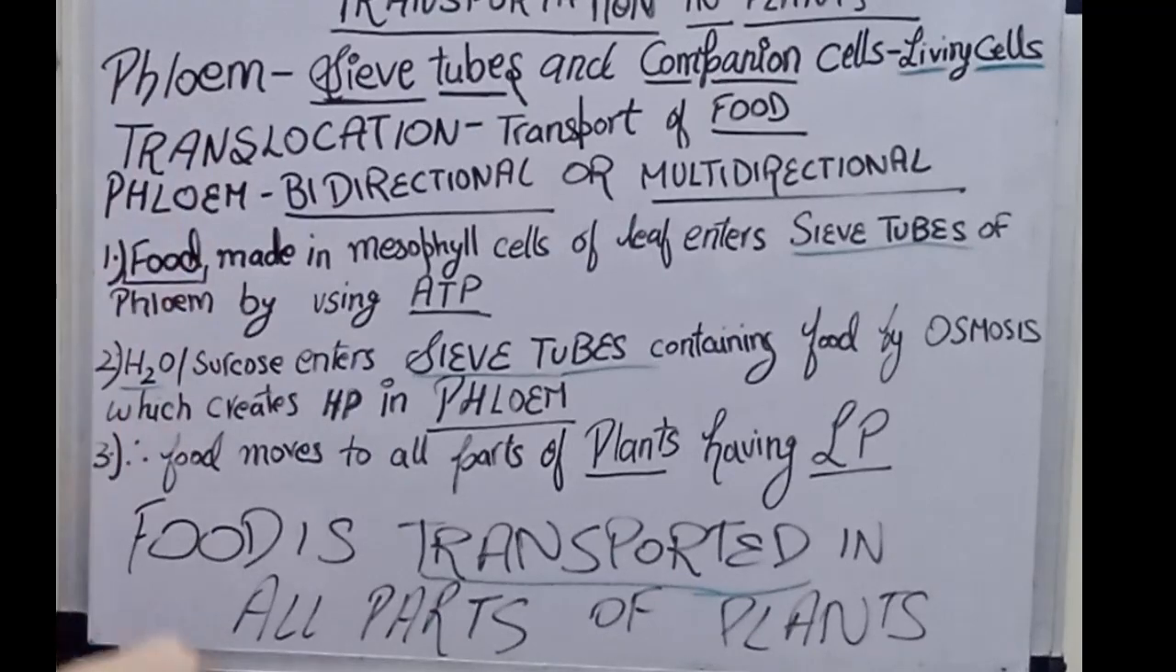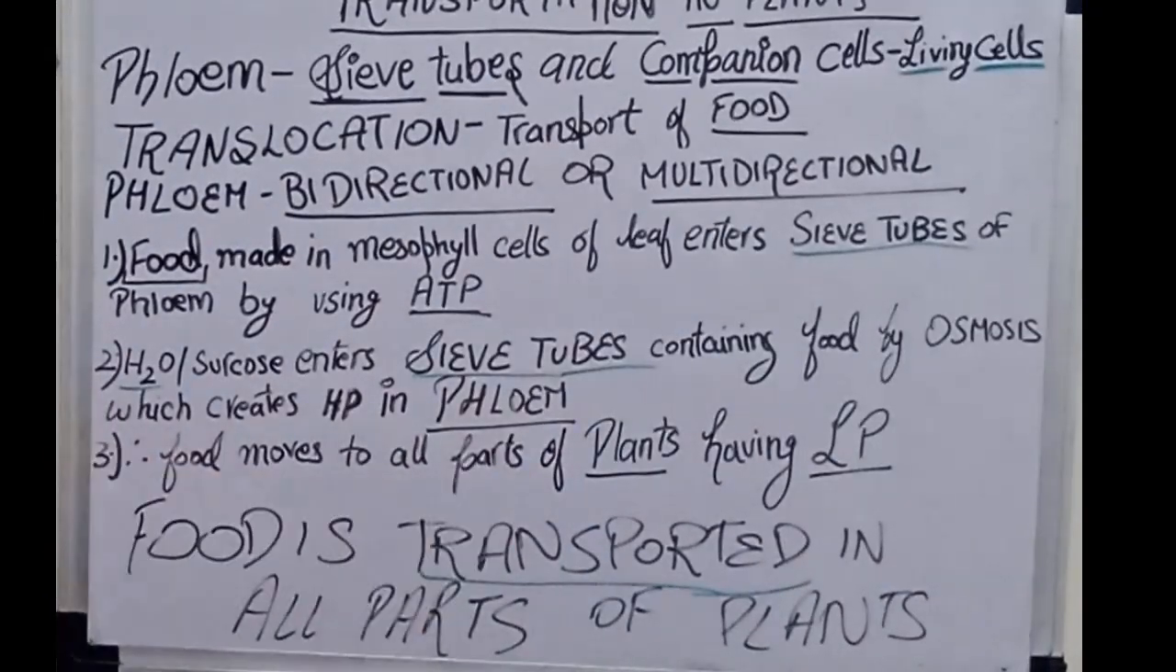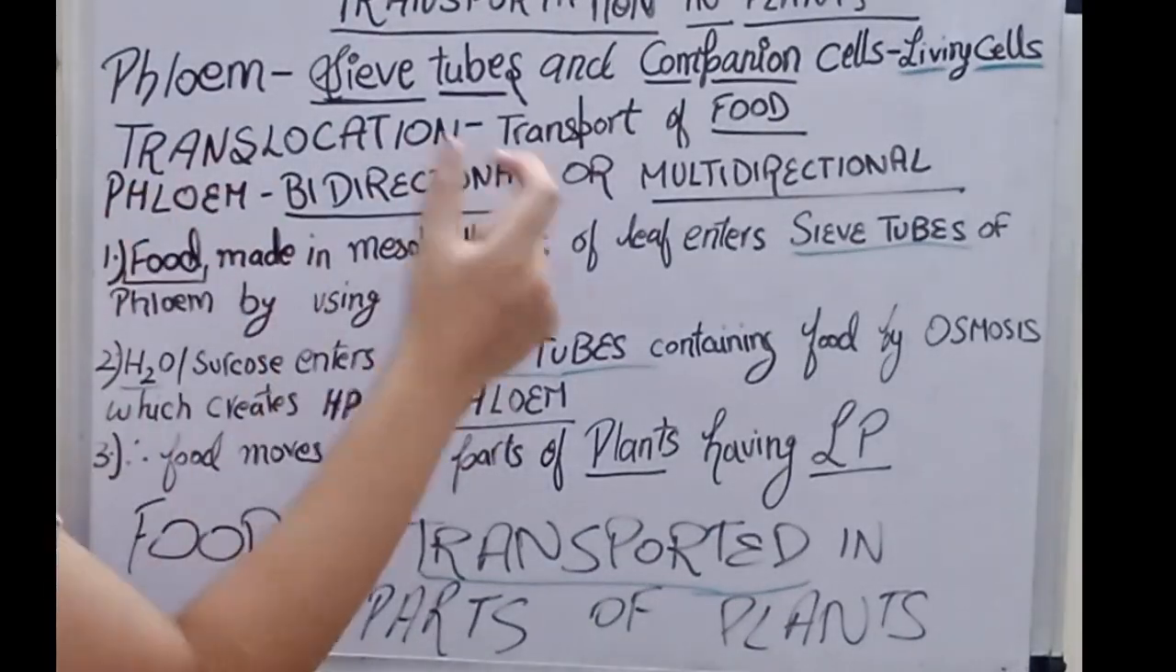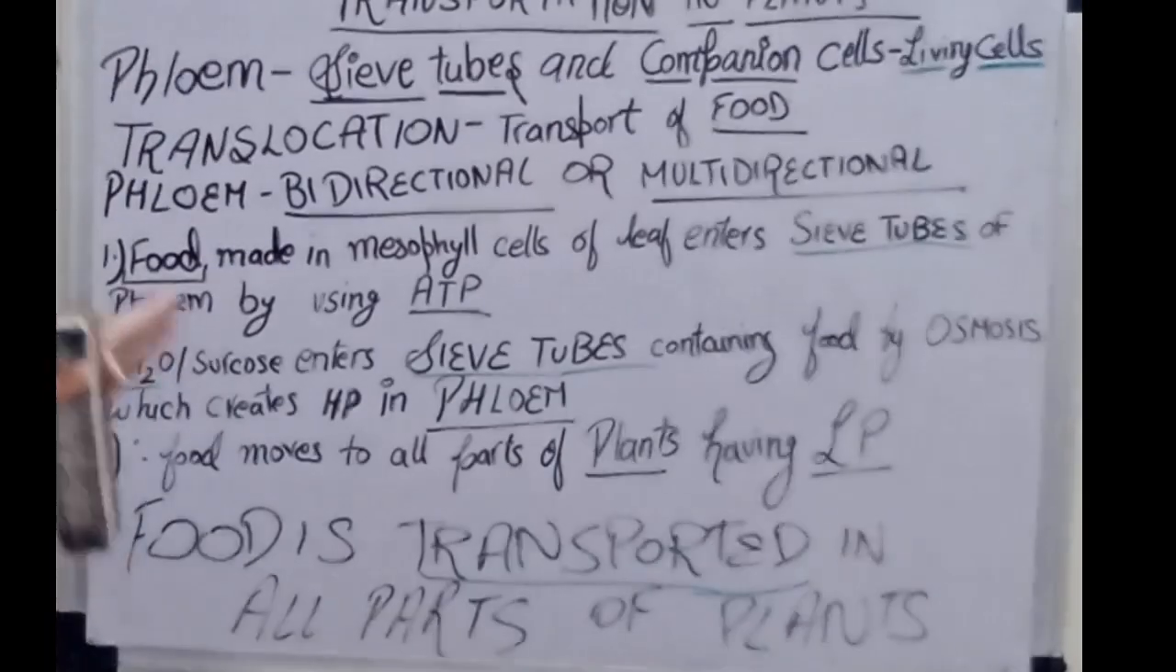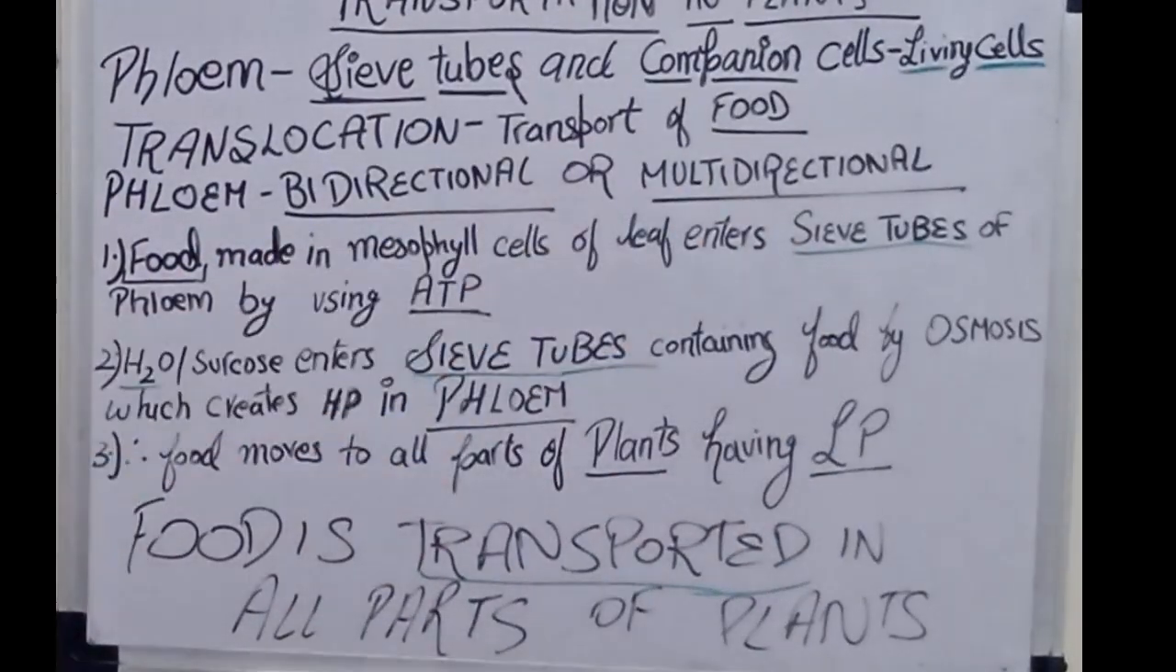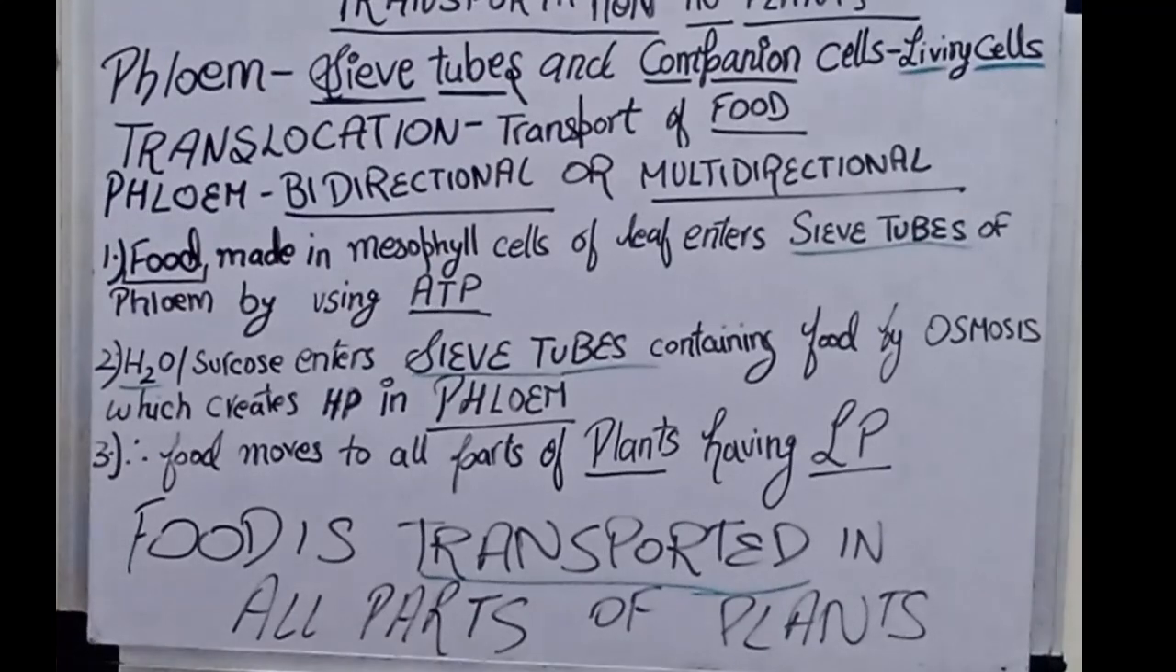Now one more thing here is I didn't mention sieve plates here. Right? मैंने यहाँ sieve plates नहीं लिखे. That is because it's not mentioned in your NCERT, so I didn't want to make things complicated. It is easier to learn. But if you are very sure that you want to have sieve plates in your answers as well, you can write: from mesophyll cells of leaf enters sieve tubes through sieve plates of phloem by using ATP. यहाँ sieve tubes के आगे you can just add through sieve plates. And in the next line you can tell what sieve plates are.